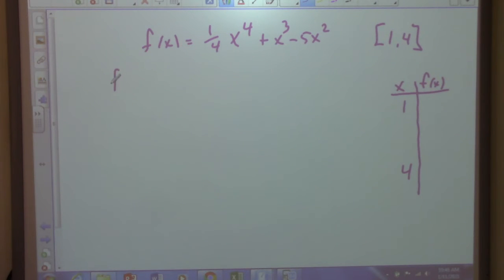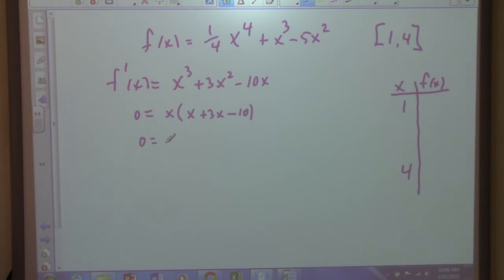So now we're going to find f prime of x, which is going to be 4 times 1/4, so we get x cubed plus 3x squared minus 10x. And if we set that equal to 0, I'm going to factor out x. So 0 is going to be another critical number, but that's not within our domain, so we don't have to worry about that.